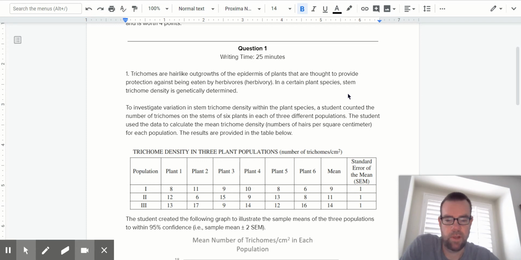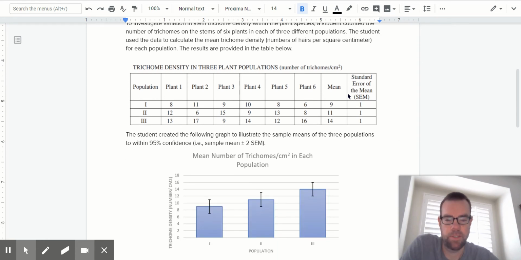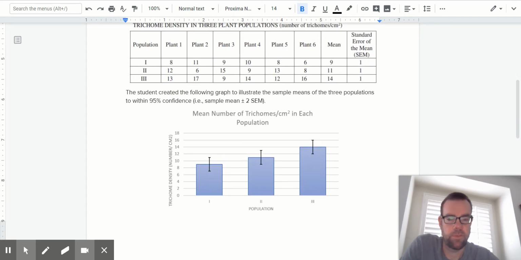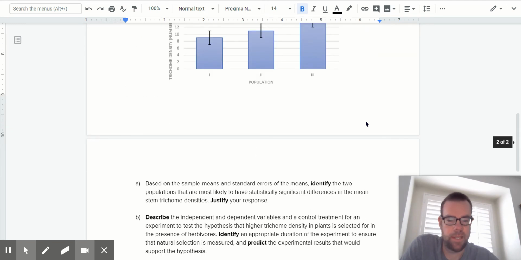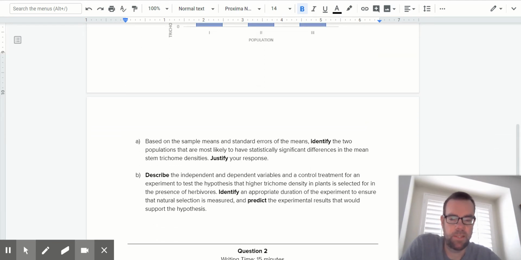So the student created the following graph to illustrate the sample means of the 3 populations. That's a 95% confidence interval, so sample mean plus or minus 2 SEM. Okay, so looking at that now, you're going to use the data provided in the graph to analyze that data. Based on the sample means and standard errors of the mean, identify the 2 populations that are most likely to have a statistically significant difference in the mean stem trichome densities and justify your response. So identify is a verb that's simply asking you to say, these 2 are different, and justify is tell us why they're different. How do you know that they're different?